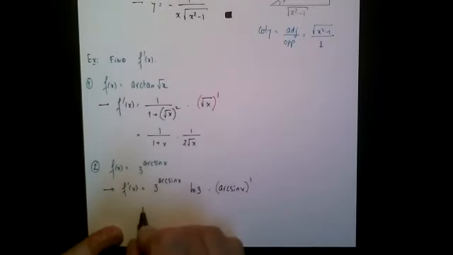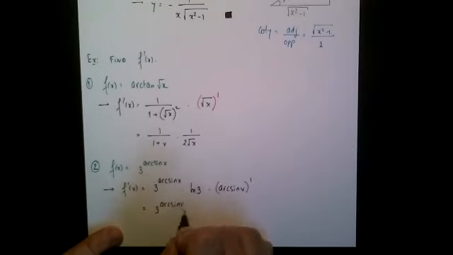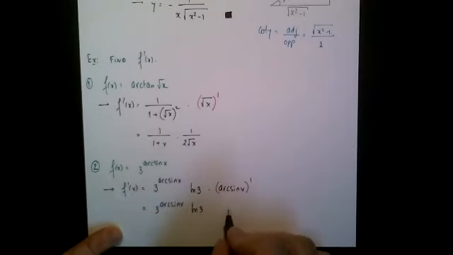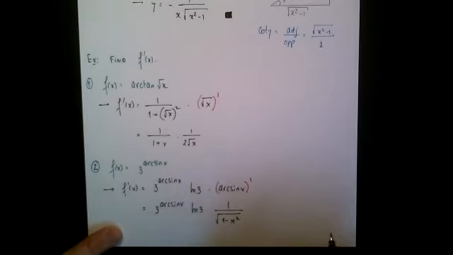Okay, so almost done. 3 to the power of arc sine x times ln 3 times 1 over square root 1 minus x squared. Any questions?